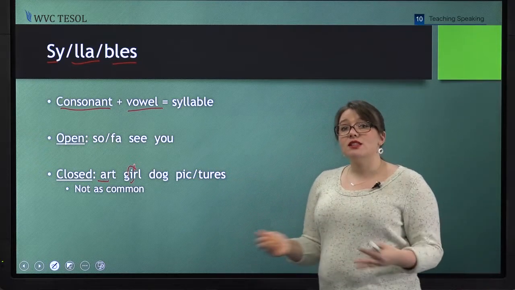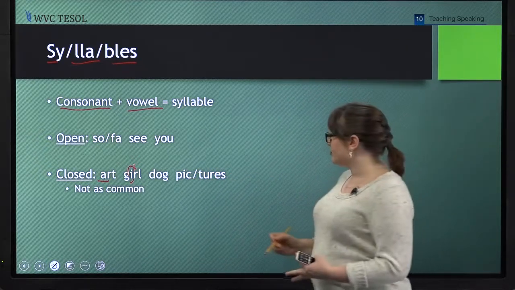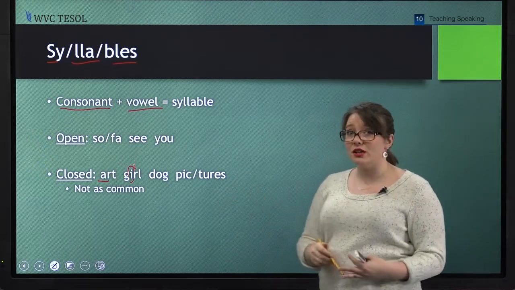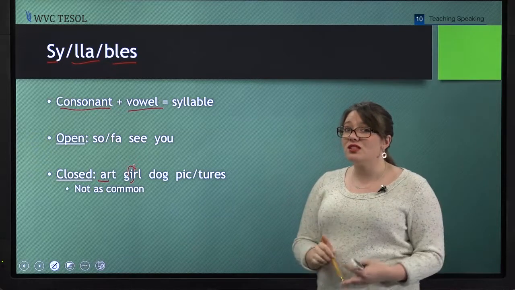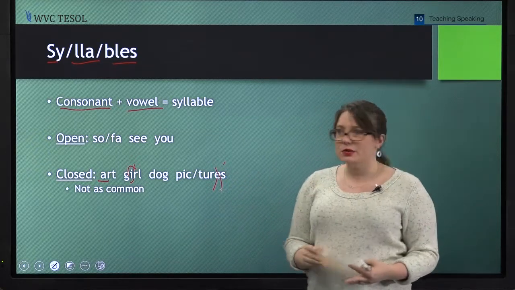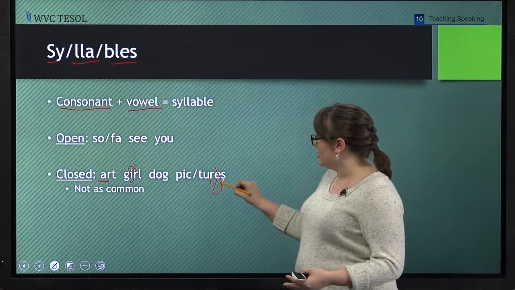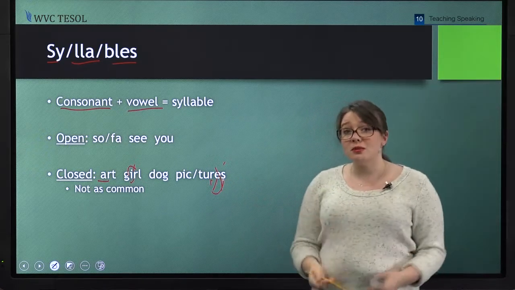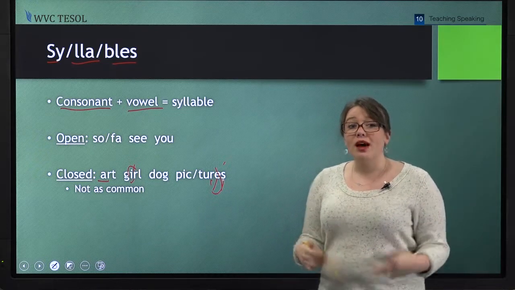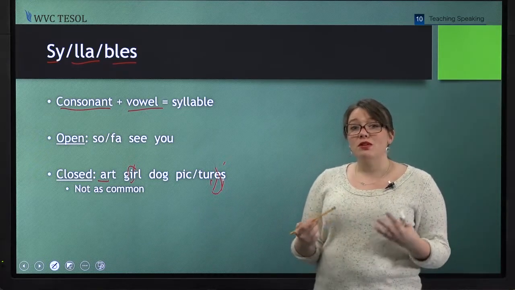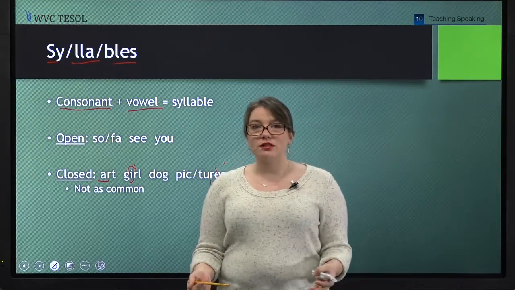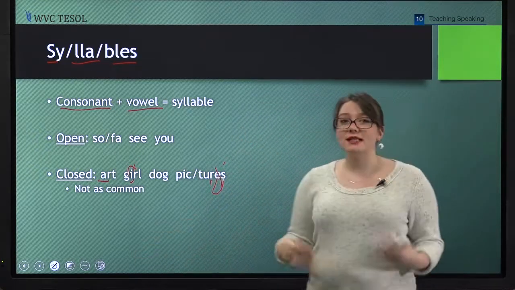Pictures. This is a two-syllable word, and we may have two vowels here, but it's pronounced as one syllable because we don't pronounce that E. We go straight from R to S. So sometimes it can be a little bit complicated, but when we're teaching new vocabulary words, we want to make sure to teach how many syllables.